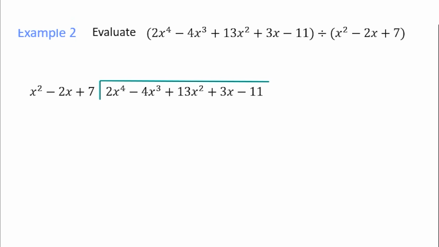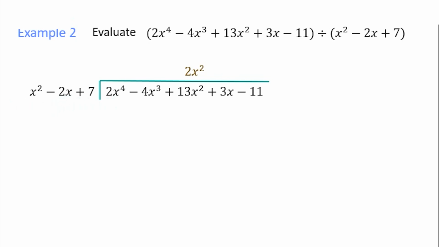So first step, I'm going to divide 2x to the power of 4 by the highest degree term of the divisor, which is x squared. As a solution, I get 2x squared and I put it on the top somewhere. Then I'm going to do the multiplication. I multiply this term, what I've got as a quotient, by the whole divisor. So I will have 3 terms as a solution here.